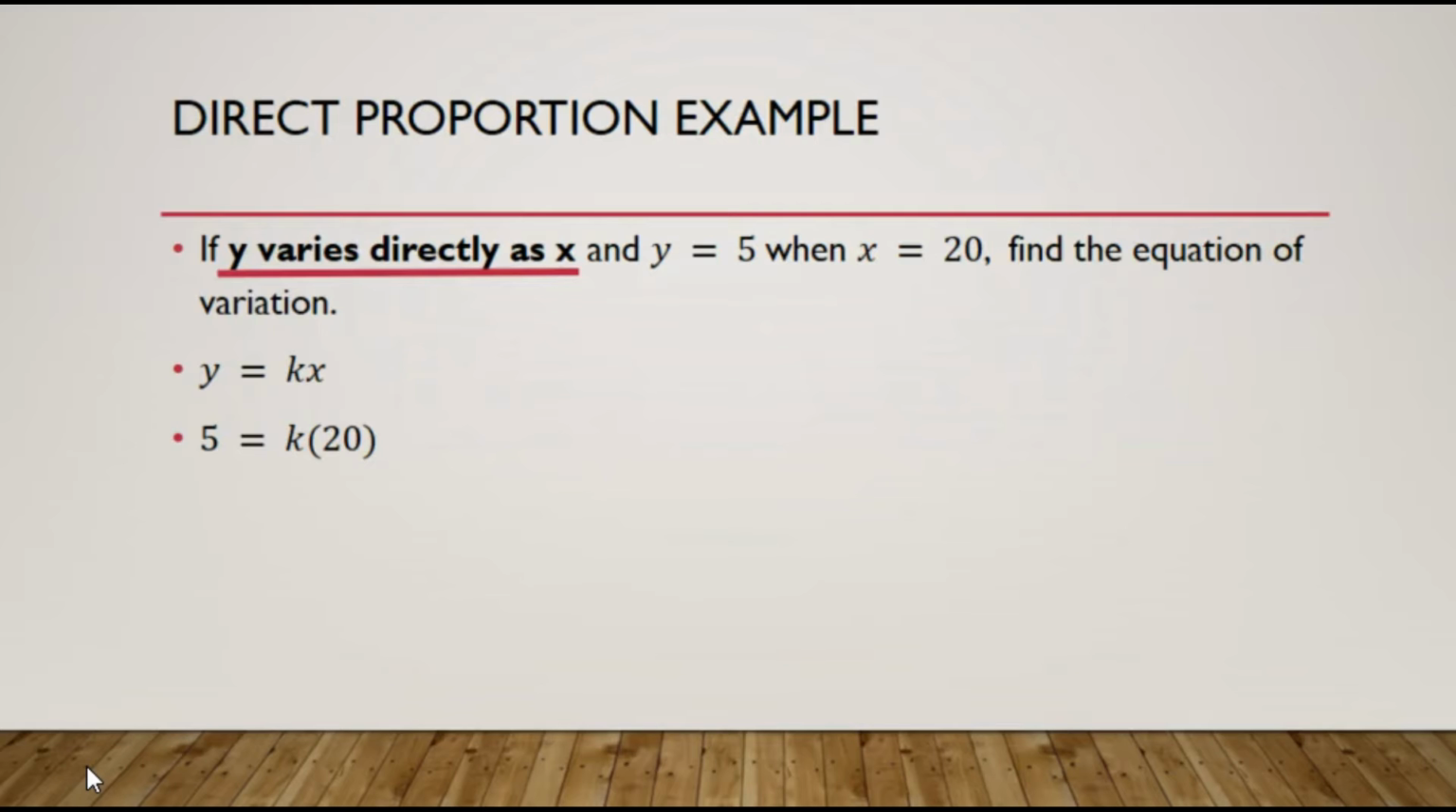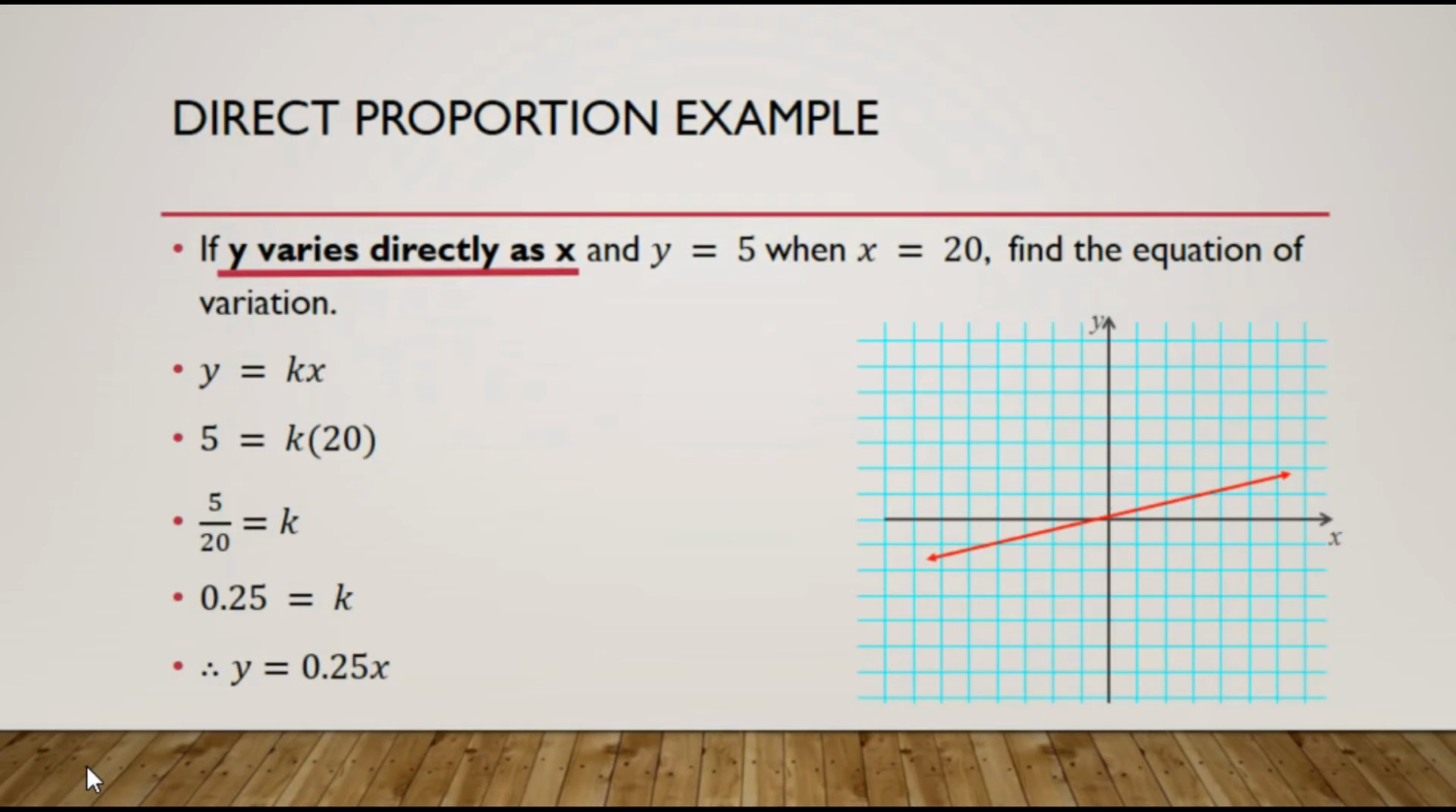To solve for that missing value of our constant of proportionality, we'll divide both sides by 20, giving us the value of k equal to 5/20ths, or the decimal equivalency of 25/100ths. Thus, the equation of variation will be y equals 0.25x.